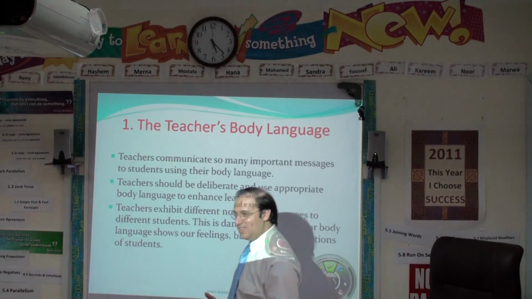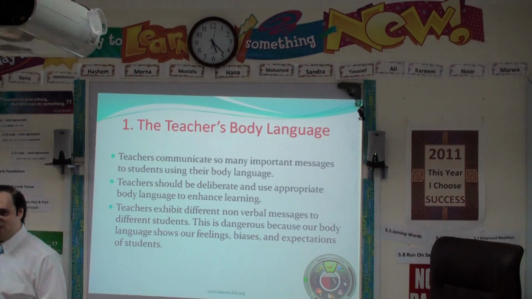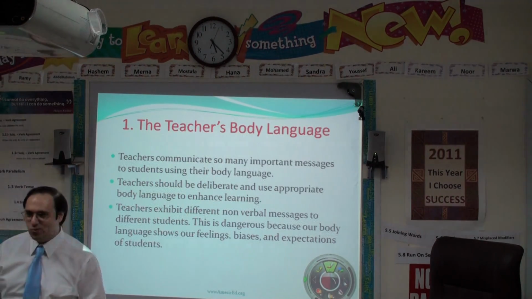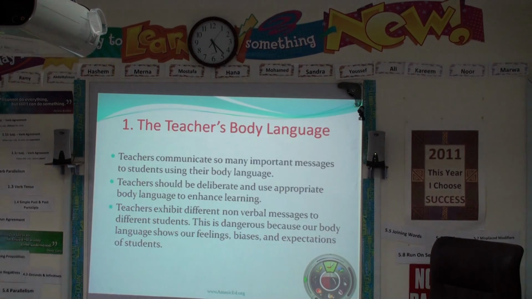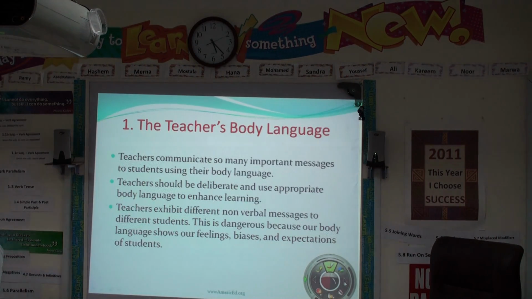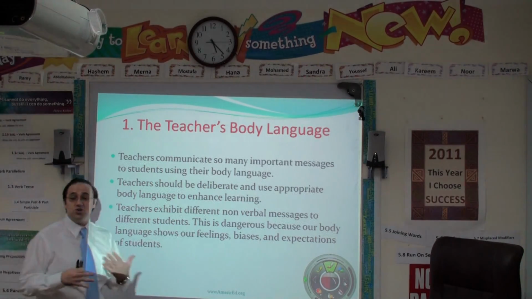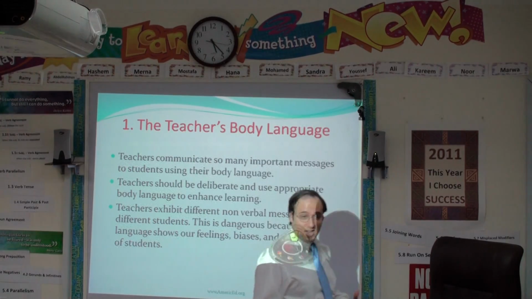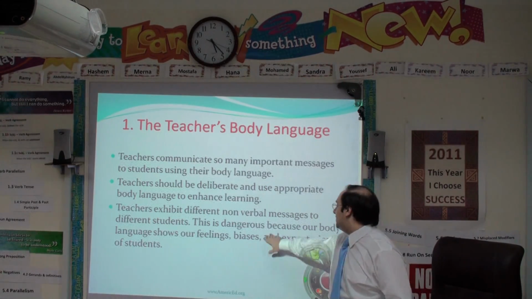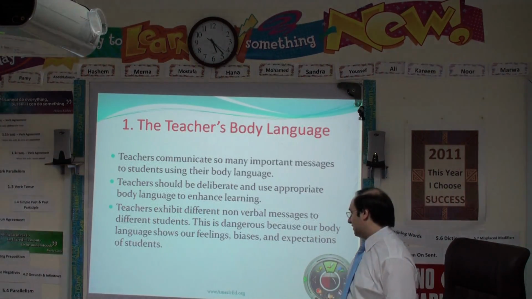When it's somebody we really like, we go closer to that person. We pat the person on the back. We smile more. The other one, we're bored. He's talking, he's asking the question, I'm looking at my watch. I'm standing back, away from him, I'm annoyed. All this shows, and he or she can feel it. So it's really dangerous, because our body language shows our feelings, biases, and expectations of students.